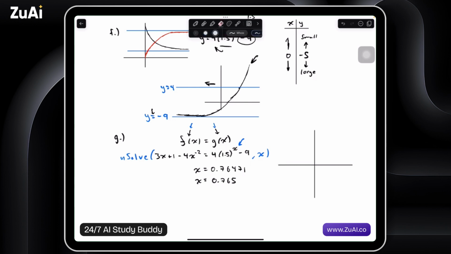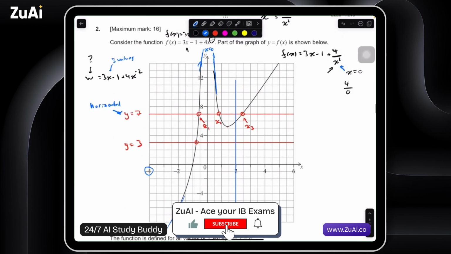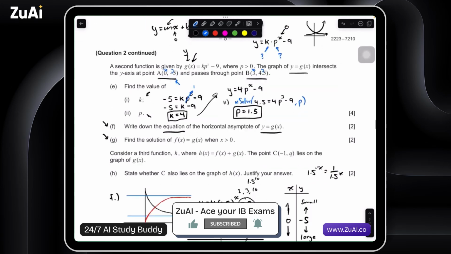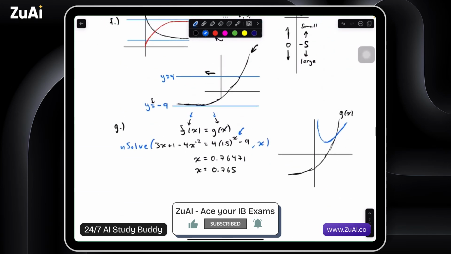This is one of our functions. This is g of x, this exponential function, which is going off into infinity. And then we had f of x, that original function. Remember, it went down like this, and then it had its minimum, and then it went across. It looked something like this, and then it had that vertical asymptote right here, and then it went off.